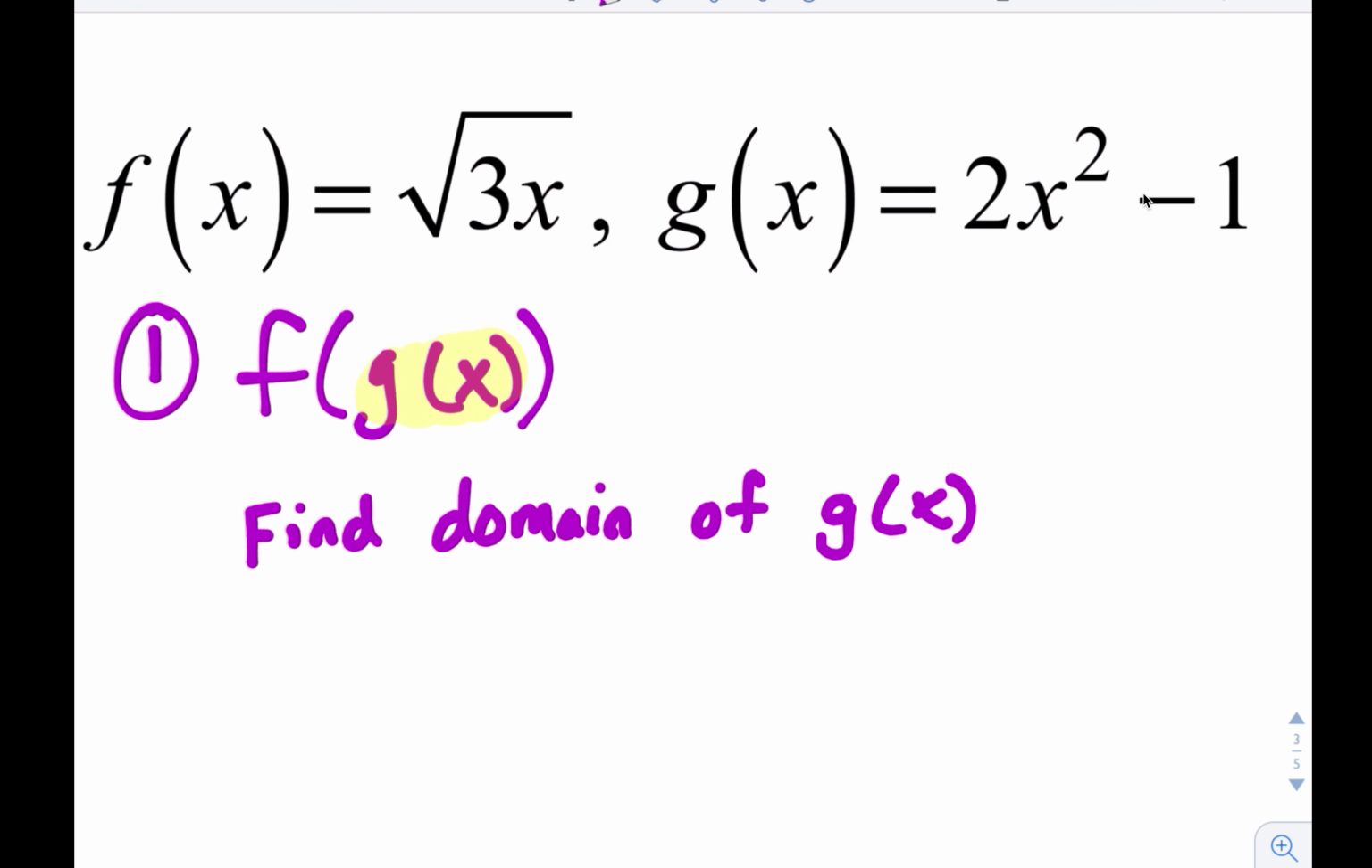Okay, so the domain of g of x, right, this is a quadratic, right? I can plug whatever I'd like into a quadratic and I'm going to get an answer back. Okay, so the domain of a quadratic is just all real numbers. Okay, so I can move on from there.